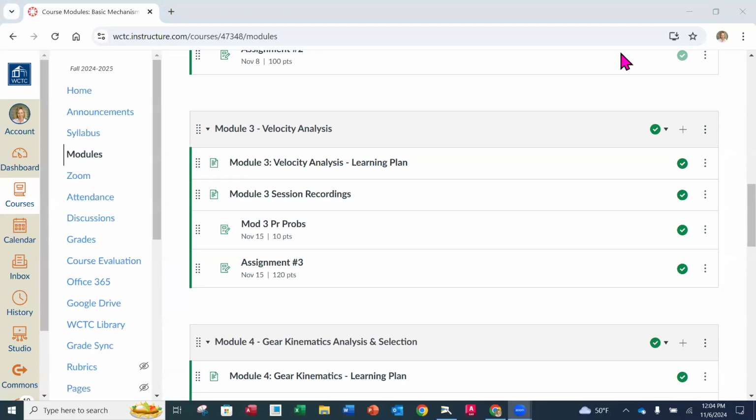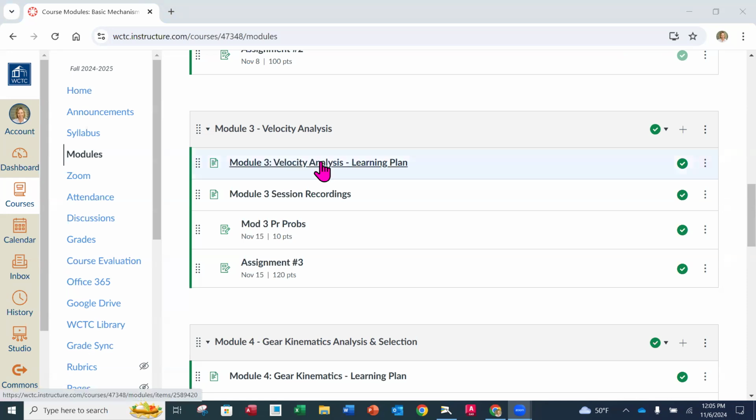Okay, so today we're going to be starting Module 3, which is going to be velocity analysis. This is going to be the application of the vector work that we've been doing in the previous module. Okay, so now we're going to apply what we learned there. We're also going to be applying things that we've done in even the previous Module 1, when we were doing our kinematic diagrams and such.